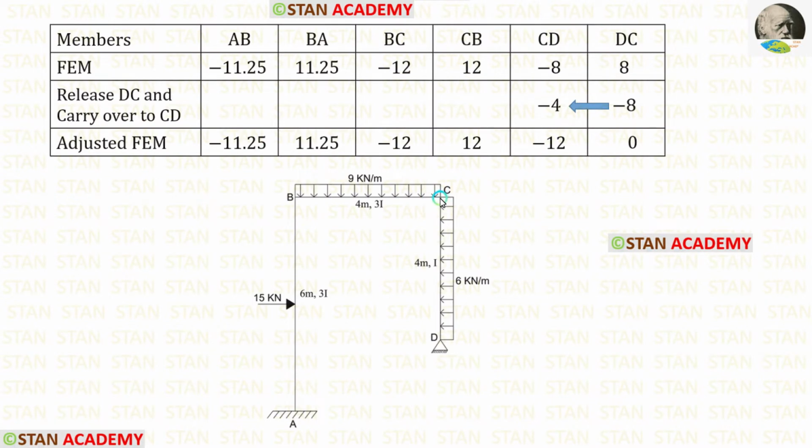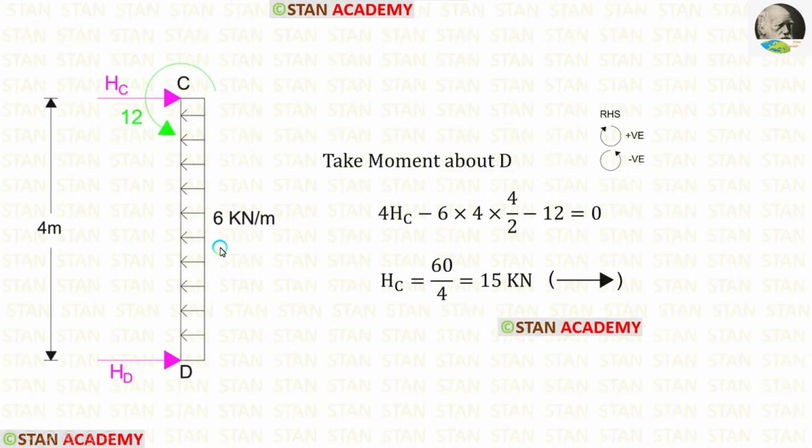Now let us take the column CD and find the horizontal reaction in the point C. In the column CD, we have symmetrical loading. The UDL 6 kN per meter is acting for the full span. But in the point C, we have fixed end moment. And in the point D, we do not have fixed end moment because we have released DC.